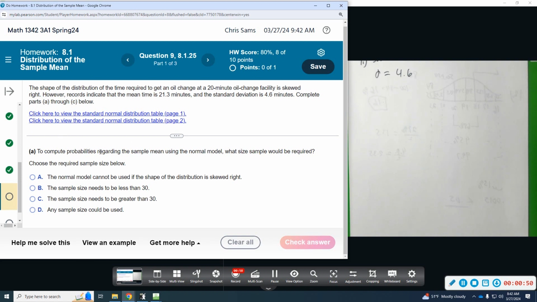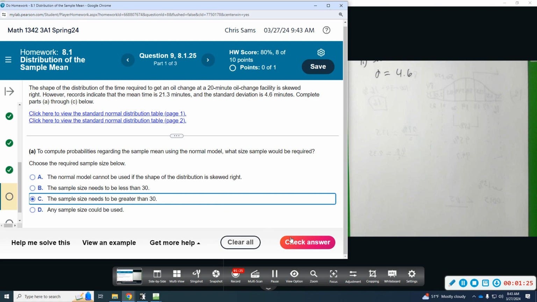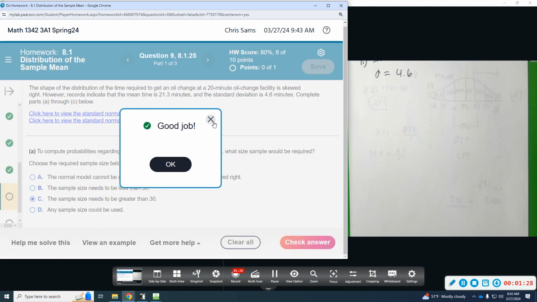Part A, compute probabilities regarding the sample mean using the normal model. What size sample would be required? We were told the central limit theorem wants to say 30. So normal cannot be used if the shape is skewed to the right. Sample size needs to be less than 30. Sample size needs to be greater than 30. Any sample size could be used. So we want to go with C. We need at least 30 or more. That was our rule of thumb.